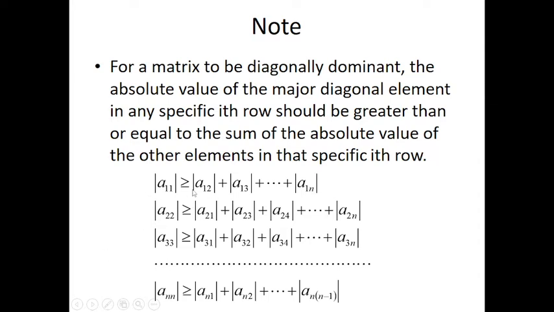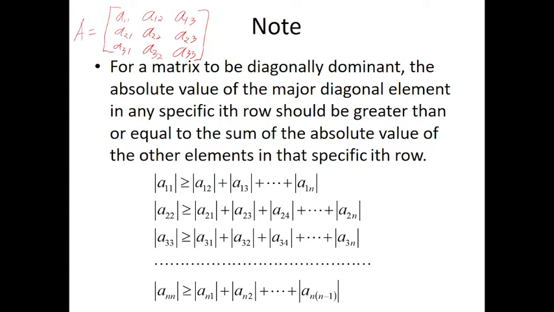So sabihin niyan, kung meron akong matrix A11, let's say A11, A21, A31, then A12, A22, A32, then A13, A23, A33. So this is my matrix A.